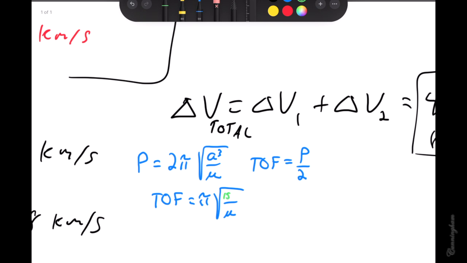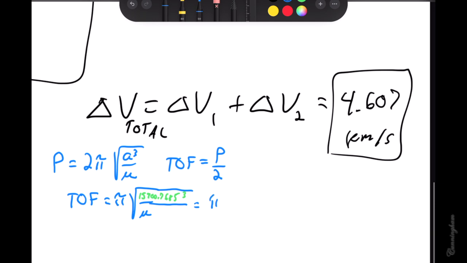Running a little low on space, but that's okay. No pun intended. Cube there. So this will be pi times 15,900.7685 cubed over mu. This is going to come out in seconds.